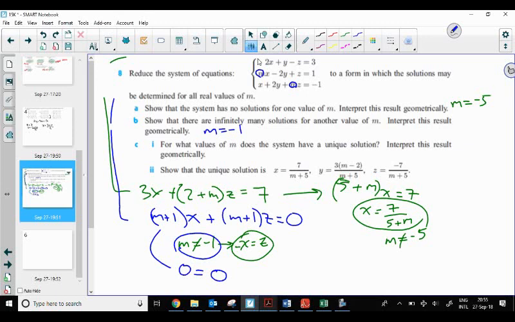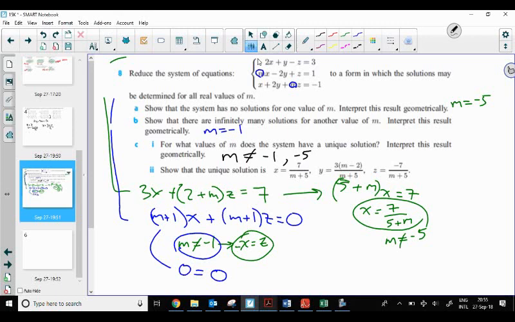Letter C. For what values of m does the system have a unique solution? Well, it's like all the other values for m. So as long as m is not equal to -1 or -5, then there is a unique solution. Interpret that result geometrically. Three lines meet in a common point.